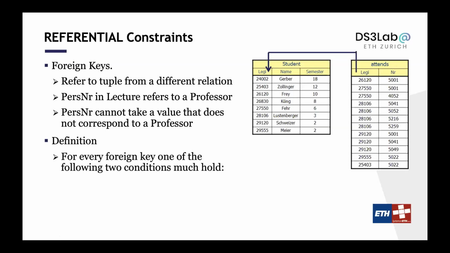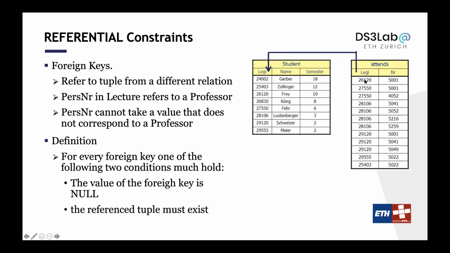Essentially, for every foreign key, one of the following 2 conditions needs to hold. The value of the foreign key is either null, so I'm able to put null here, it's fine, or this value needs to appear in the referred relation. And we call this a foreign key constraint.